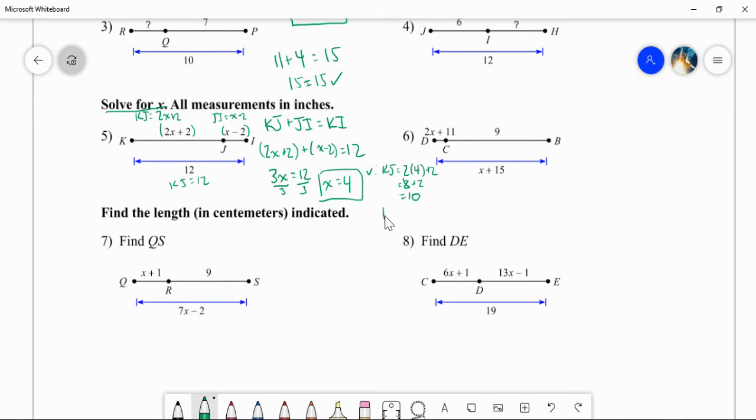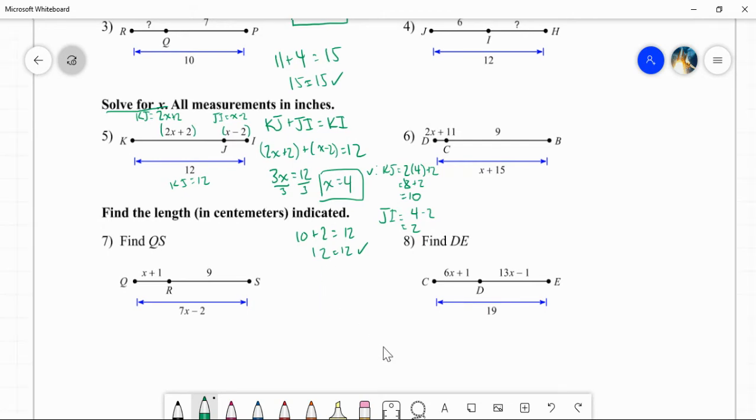So let's double check. Sorry, not KI. We already know what KI is. JI is equal to 4 minus 2, which does in fact equal 2. So I have 10 and 2, and again, I just plug them in. I know KJ is 10 plus JI, which is 2. Does that equal 12? Well, 12 equals 12, so I'm good to go. So x does in fact equal 4.